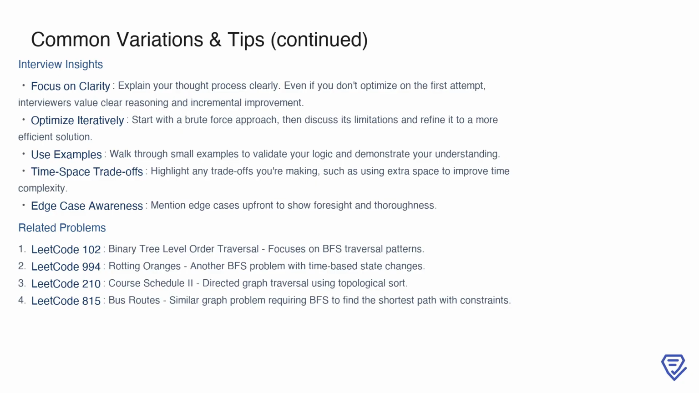Related problems can also offer valuable insights. For instance, binary tree level order traversal, LeetCode 102, focuses on BFS traversal, while Rotting Oranges, LeetCode 994, introduces time-based state changes. Course Schedule 2, LeetCode 210, involves topological sorting, and the bus routes problem itself is a graph problem requiring BFS to find the shortest path under specific constraints.